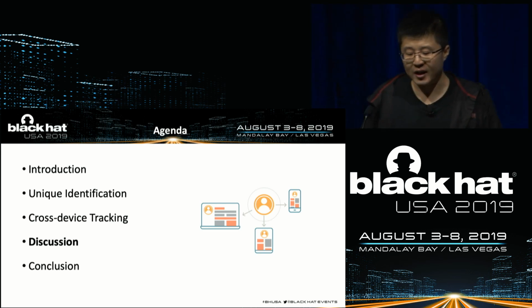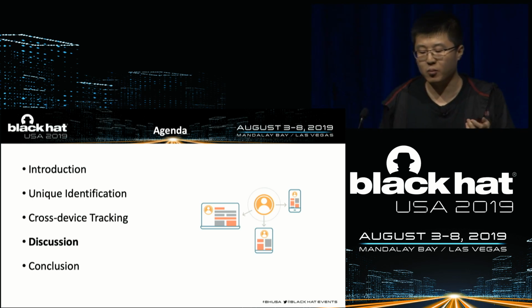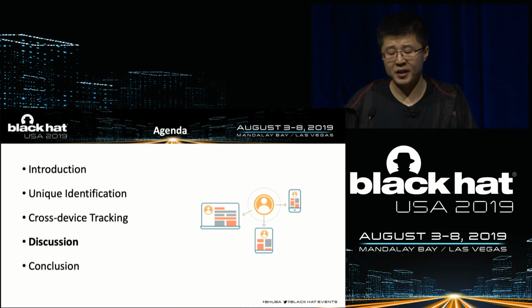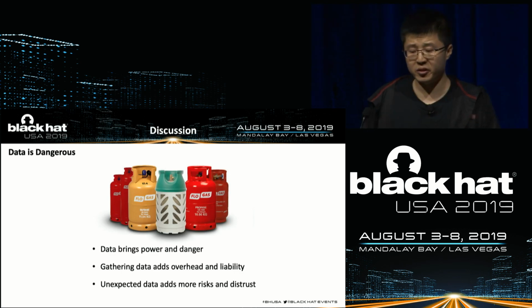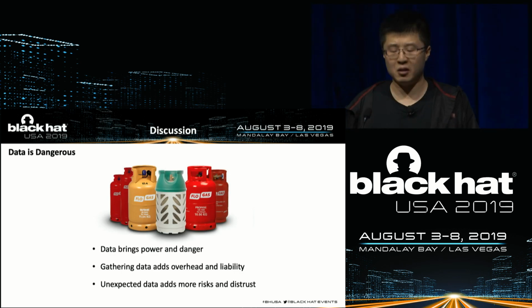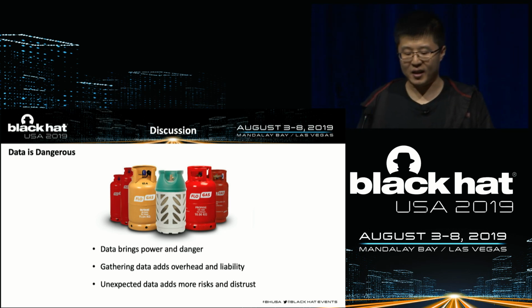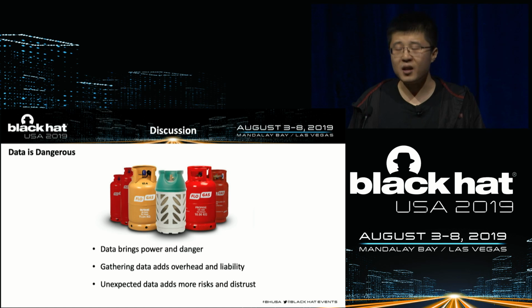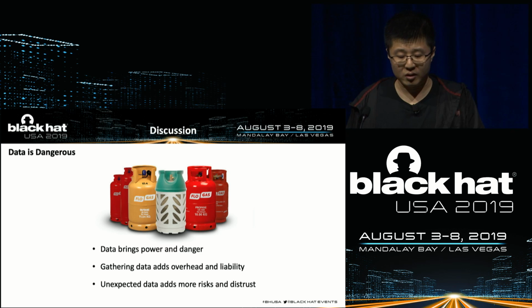Okay, let's discuss some feasible solutions, for example, instrumentation and differential privacy to detect and prevent unique identification and cross-device tracking. The first thing we should notice is that data is very dangerous. Data not only brings power, but danger as well. Gathering data is overhead and liability. In addition, unexpected data adds more risks and distrust.